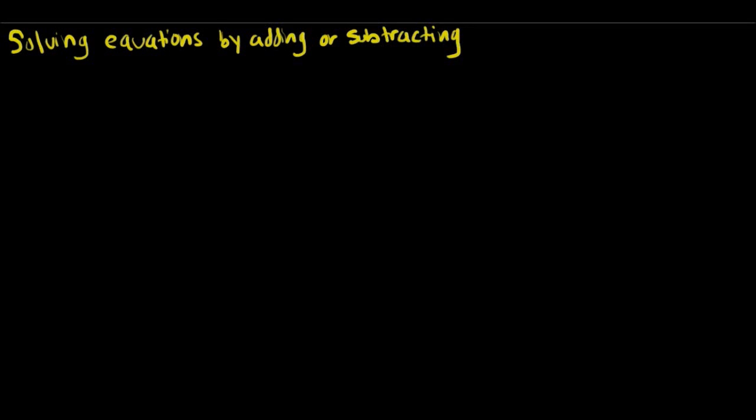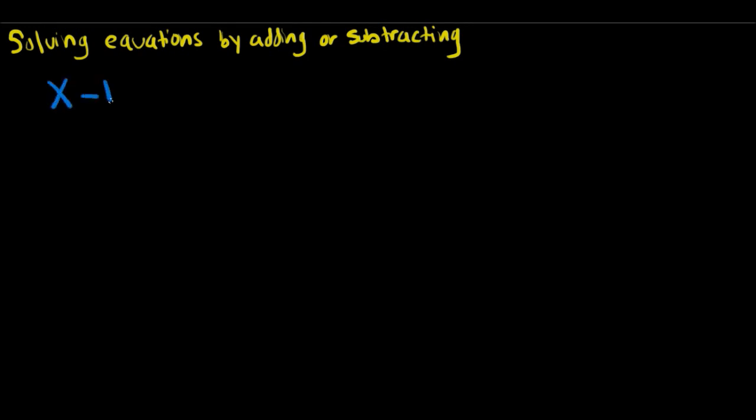In this chapter, we're going to start off by looking at solving equations by adding or subtracting. A solution of an equation is a value of the variable that makes the equation true. In order to solve an equation, you want to try to isolate the variable, which would most likely be x. So we're going to look at an example of this.